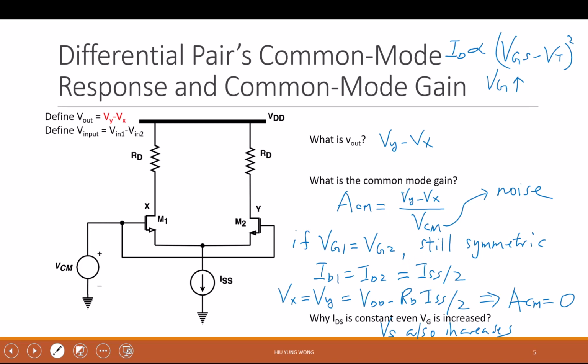Question? How would Vs increase? Is it connected to ground? It's connected to a current source. It's connected to a device. Current source is a device, right? So is this grounded? No, right? So it can be any voltage that allows ISS to operate. You will find a solution that fulfills all the KCL and KVL. So this one can change. It's not connected to ground. So this solves our intuition problem. Yes, VG increases, no problem. Vs can come up so that I still fulfill the sum of the current to be ISS.